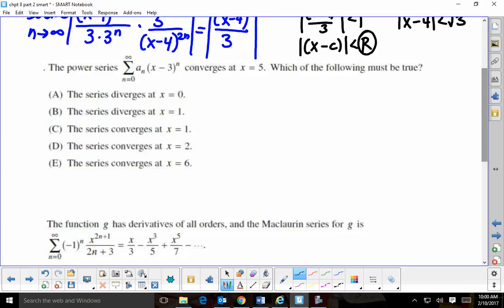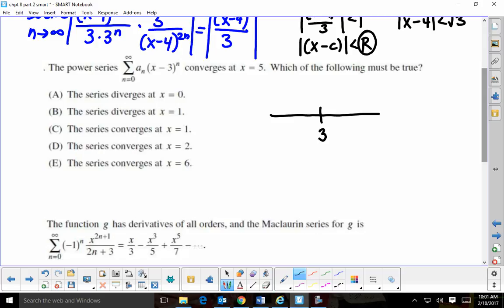Anybody have any ideas? What's something you can tell me about this? Tell me at least one big thing about this series. Okay, but before you even look at that, just looking at the series, there's one thing you should all be able to tell me by now. C equals 3. Thank you, Cameron. Okay, we are centered at 3. So I'm going to make my little visual. I know I am centered at 3.